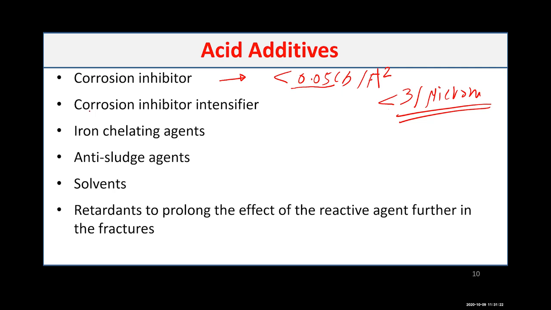A second important additive is called corrosion inhibitor intensifier, and we use the intensifier at a temperature greater than 250 Fahrenheit. It helps the corrosion inhibitor to stay effective at a higher temperature. If you see an intensifier being used at a temperature less than 250 Fahrenheit, it means there is something wrong. It is one of the additives that is needed when the temperature is too high, to be sure the corrosion inhibitor will work in a more effective way.